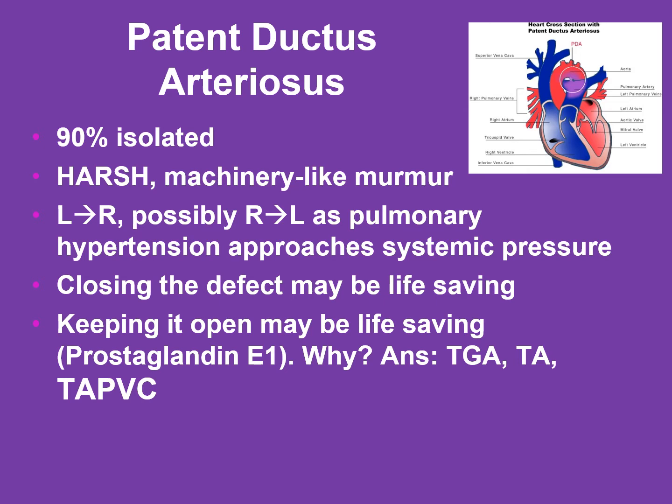Next one is the patent ductus arteriosus. Again, 90% are isolated. The characteristic murmur here is described as a machinery-like murmur or harsh murmur. This is generally a left to right congenital heart disease, but it can possibly become a right to left defect as the pulmonary hypertension approaches the systemic pressure. It is important that closing the defects may be life-saving. At the Philippine Heart Center, smaller defects are treated with prostaglandin E1, but eventually if the defect is so large, then surgical intervention may be necessary.